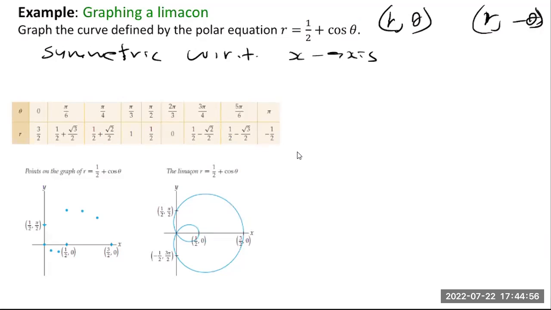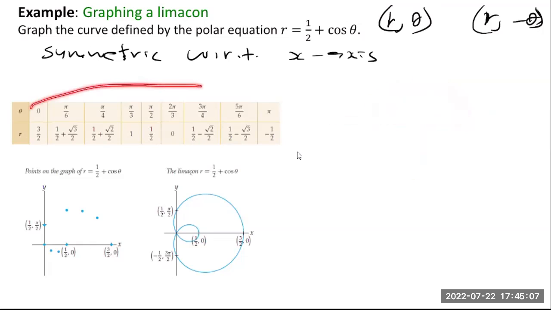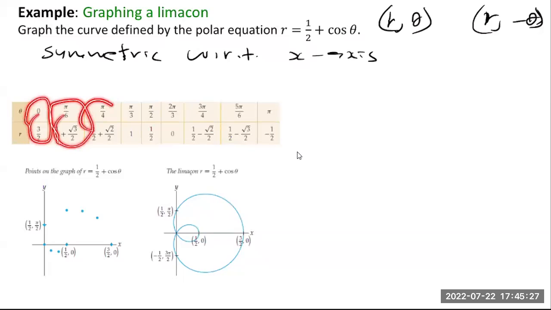Now I'm going to construct a value table. Since it is symmetric with respect to the x-axis, it is enough to consider the angles only on the upper half plane, that is from 0 to pi. So here is my table again. I take the same values that I used earlier for theta. Now I compute the corresponding r value by plugging the theta value in this function. If you plug in theta equal to 0, r will be 3 over 2, and so forth.